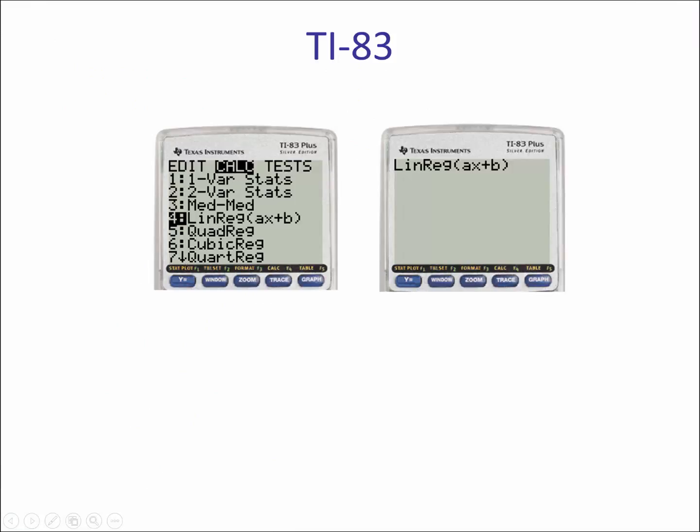Now again, if you're using a TI-83, you do exactly the same procedure. When you select Calculate and then number 4, it pastes this command in the home screen. You just hit Enter and you'll get exactly the same output as the 84.